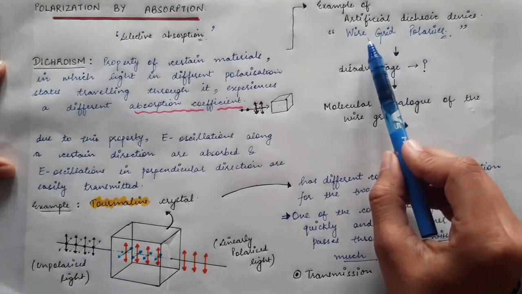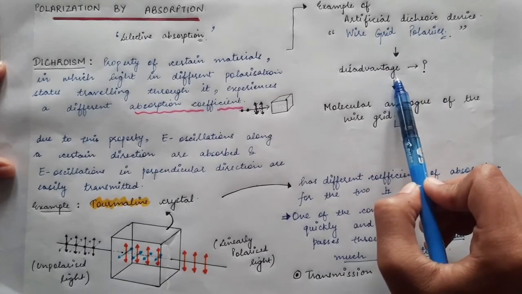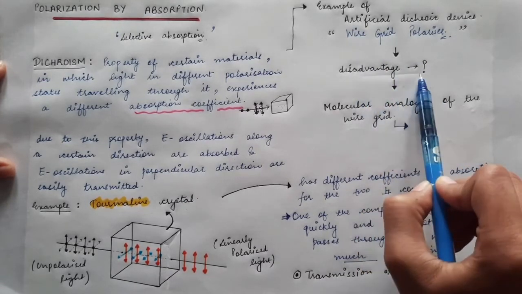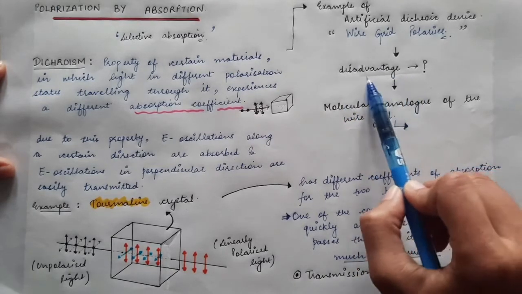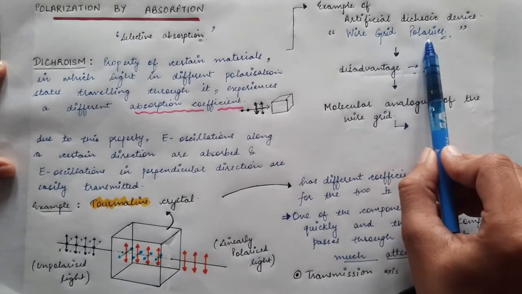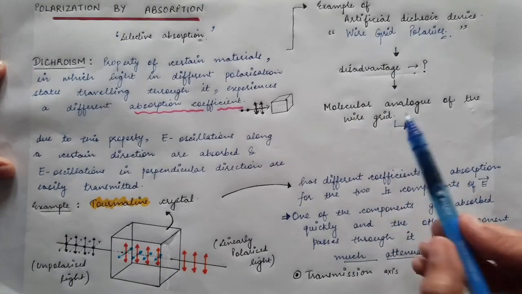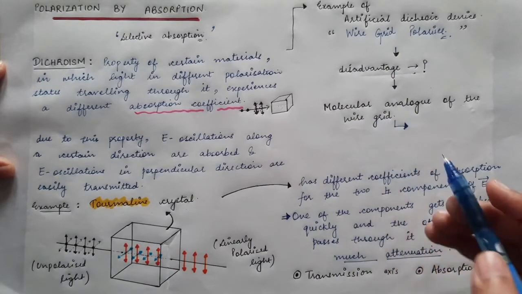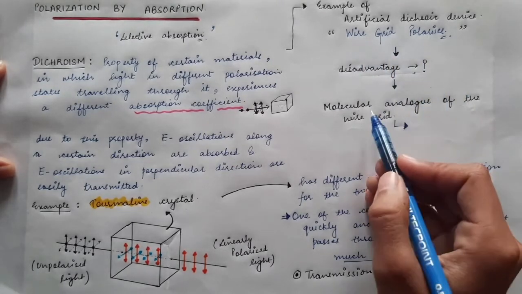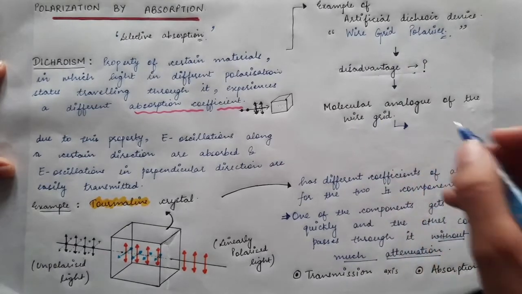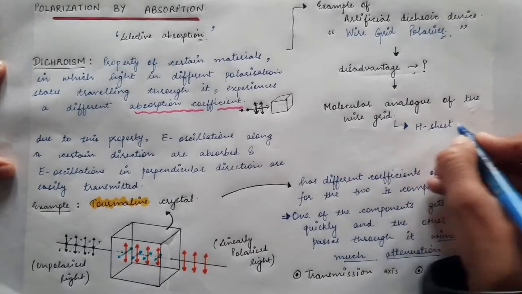And we will also see that these wire grid polarizers have a certain disadvantage, and we will see what the disadvantage is. This disadvantage will be discussed further in this lecture. To overcome this disadvantage of the wire grid polarizer, what we use is the molecular analog of the wire grid polarizer. One example of a molecular analog is the H-sheet polarizer.